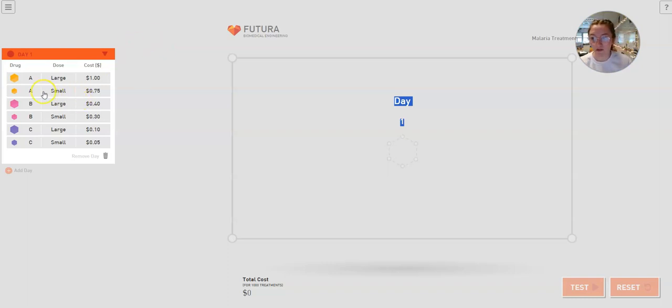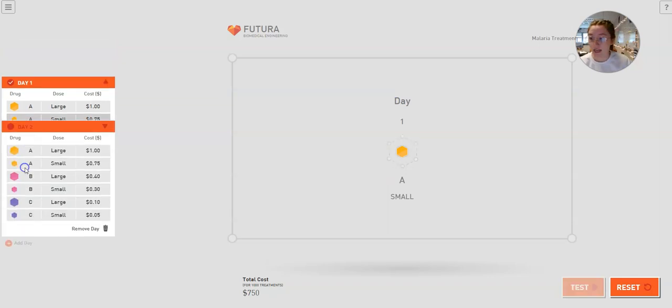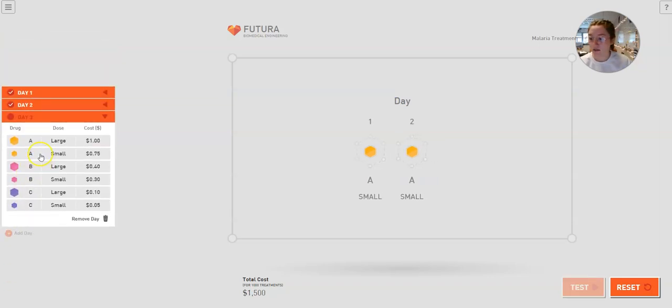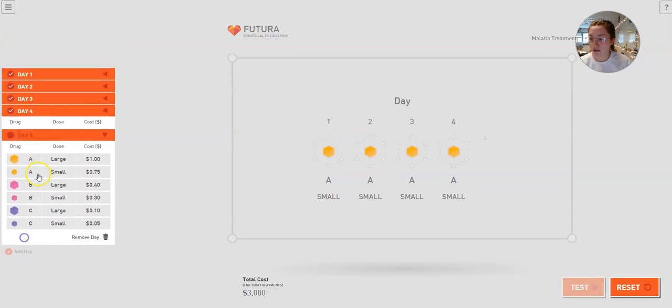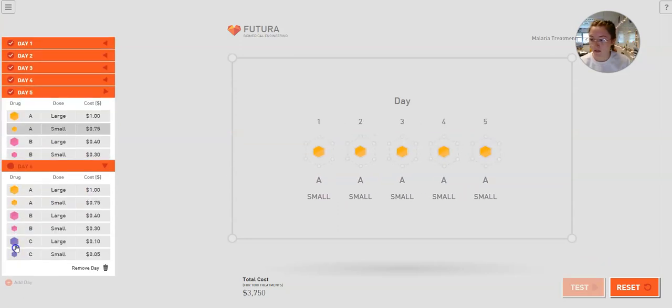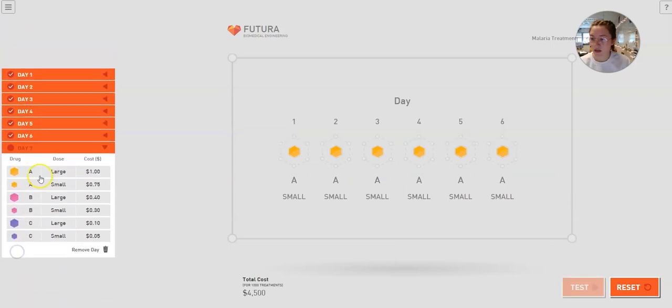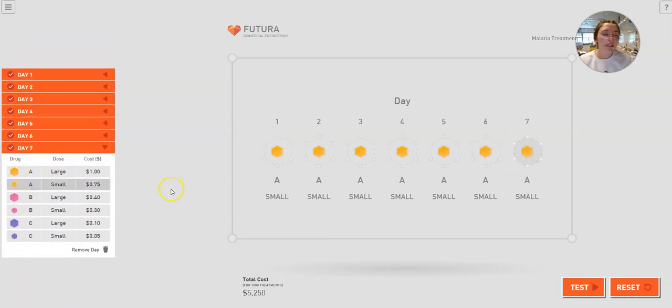So, I'm going to go find drug A, small, and I'm going to repeat this for 7 days. Okay? 2, 3, 4, 6, and 7. But Mrs. K, what is the purpose? Okay? Why is it helpful to isolate variables like this? So that I can actually see what drug A does compared to drug B or drug C, okay?